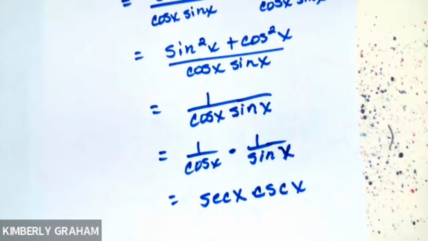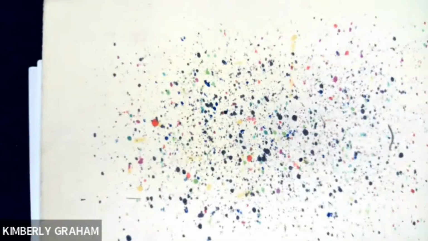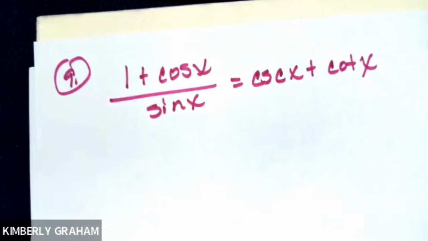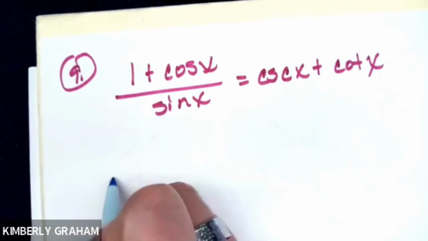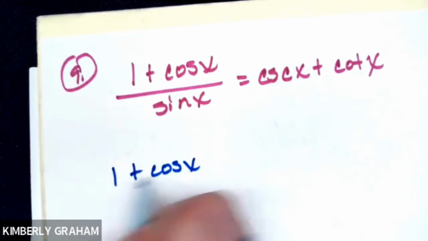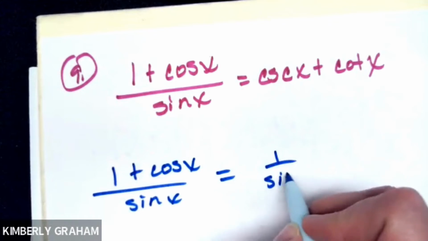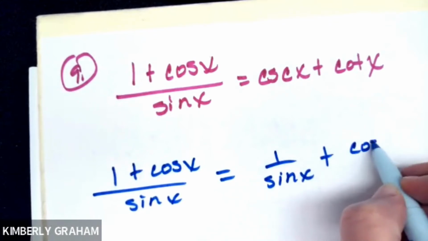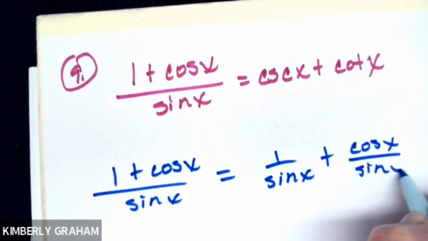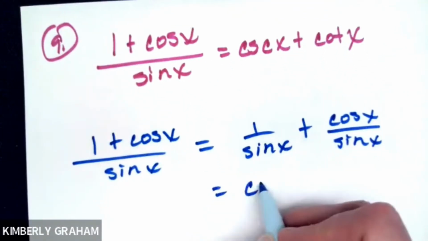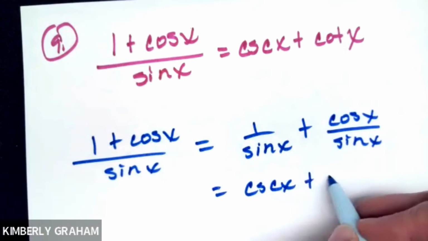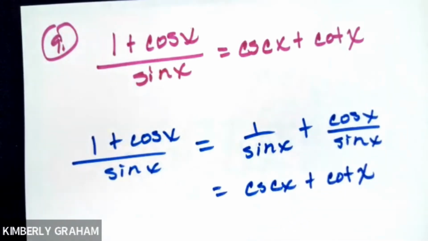We can also separate fractions out. On problem number 9, that's what I'm going to do. So again, start with what's given to you on the left-hand side. And I'm going to write this as 1 over sine x plus cosine x over sine x. 1 over sine is cosecant. And this is tangent... no, cotangent. That's what you're asked to find. So that's pretty straightforward.